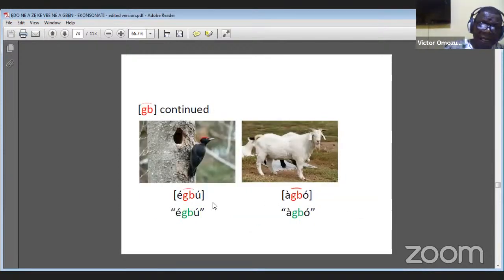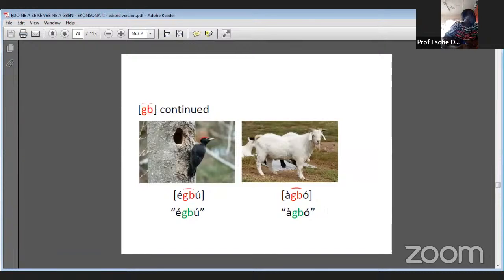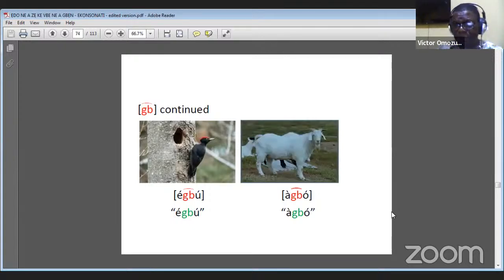Then the B, Egu. Egu is the bird there that normally bores holes in trees. And then you have Agbo. Agbo, that's the male sheep. This is a very big one.